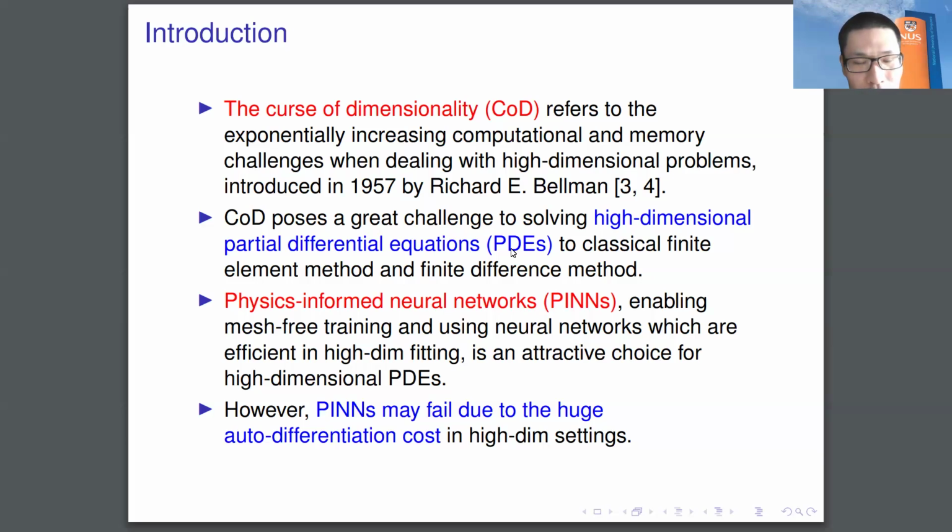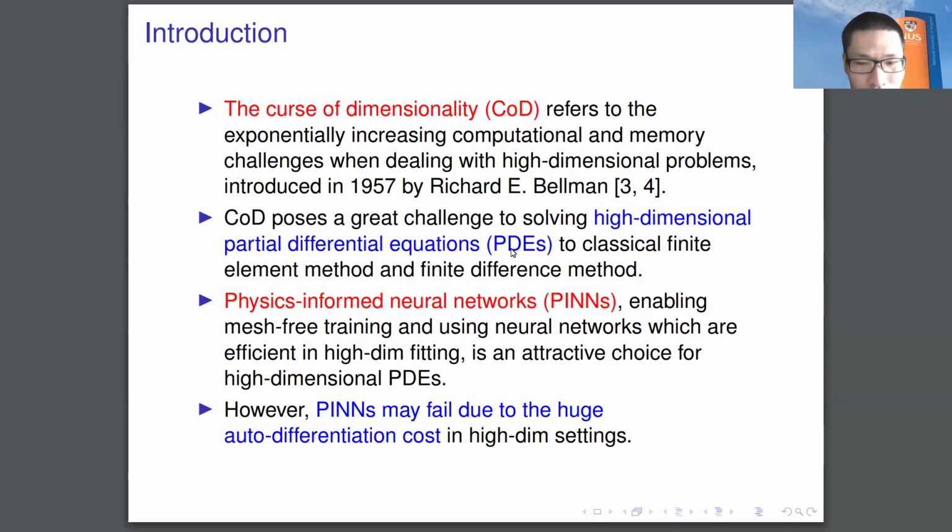Before our paper, PINNs were already very promising in solving the COD problem, because they enable mesh-free training and use neural networks as the surrogate model. Since it is mesh-free, we can sample points using Monte Carlo, so it will not suffer from COD. And neural networks are proven to be efficient in high-dimensional fitting, like in imaging science and language processing. So neural networks are a very attractive choice for high-dimensional PDEs and for learning high-dimensional functions.